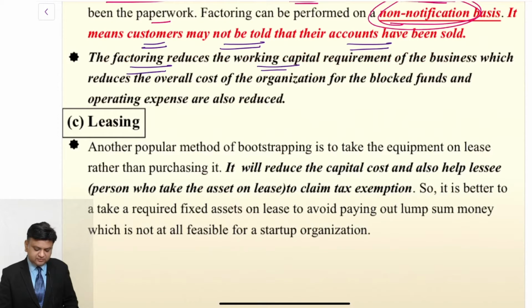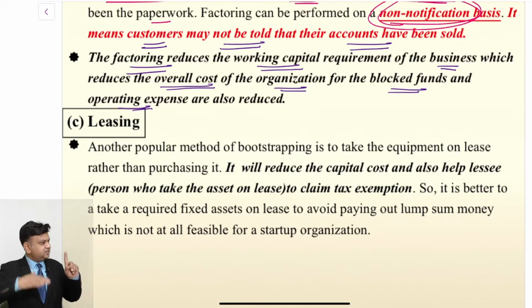The factoring reduces the working capital requirement of the business, which reduces the overall cost of the organization if the blocked funds and the operating expenses are also reduced. We know that there are certain advantages of the appointment of the factor: one, your collection expenses will be reduced. Second, your blockage of the funds will reduce because you will be able to get the recovery fast. Then you will be able to focus on your core operation. With that, the sales of the business will increase. These are the advantages that you have. But of course, nothing comes free. You have to make the payment of interest, you have to make payment of the factoring commission.